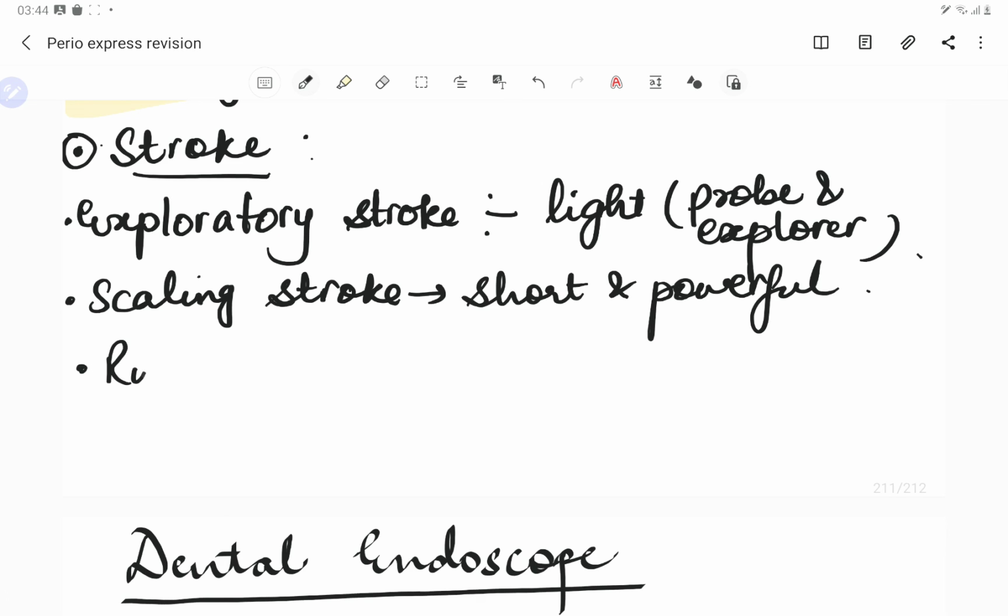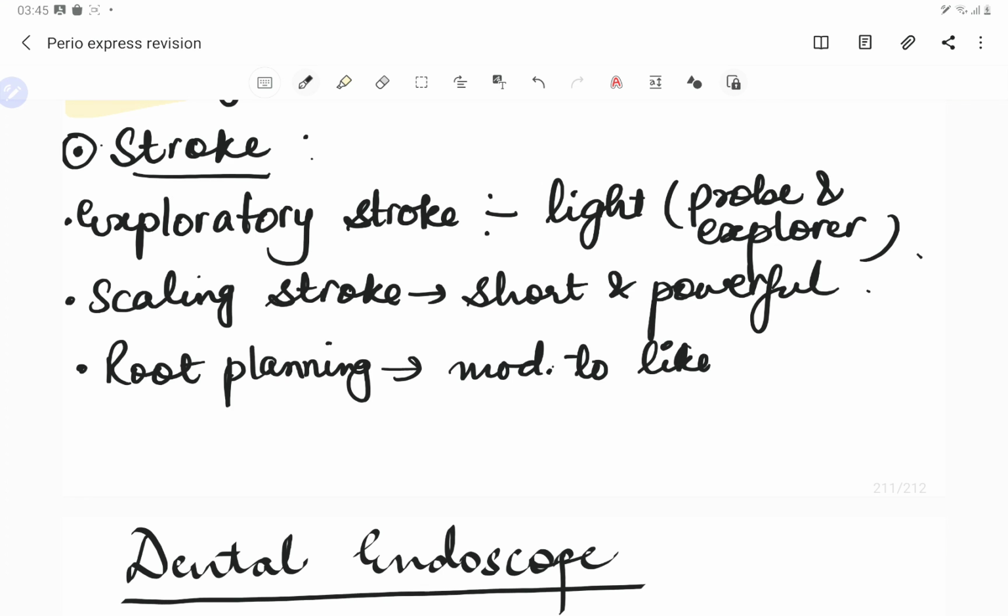Third one is the root planing stroke, which is for smoothing or planing the root surface. That is not a powerful stroke because then the epithelium will be damaged. So that is a moderate to light stroke, which is also pulling. So this is also pull, this is also pull.